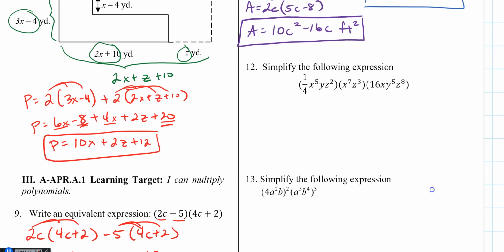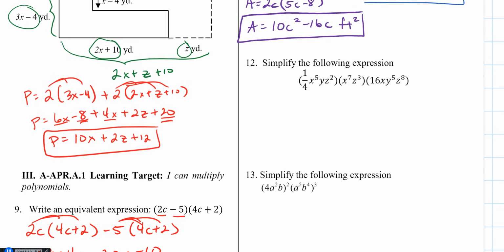Number 12, simplify 12 and 13, simplify the following expressions. We're going to use our exponent rules. I'm going to start by just doing the first two terms. So remember, we just multiply the things together that go together. So x's with x's, y's with y's, z's with z's, numbers with numbers, and then we're going to add our exponents. So I have a 1/4 times x to the 5 and 7 gives me x to the 12th. There's a y, but there's no other y, so it's just y. And then z squared and z to the 3rd is z to the 5th.